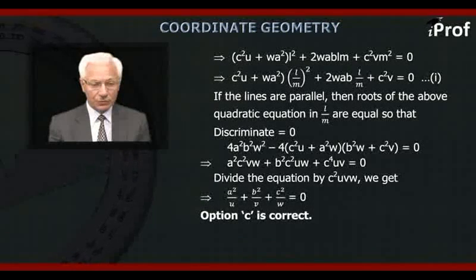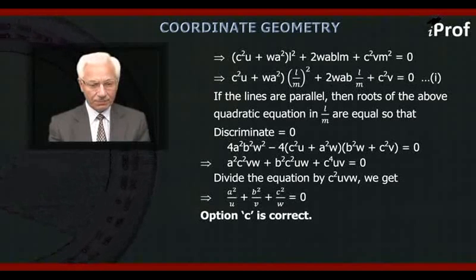which reduces to (c²u + wa²)l² + 2wab lm + (c²v + wb²)m² = 0. Dividing by m², we get (c²u + wa²)(l/m)² + 2wab(l/m) + (c²v + wb²) = 0. This is a quadratic which gives us the values of l/m.